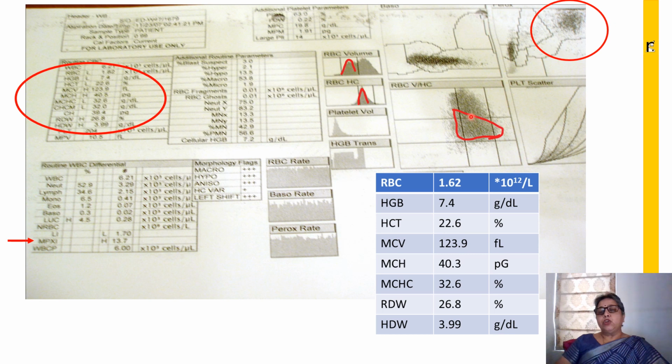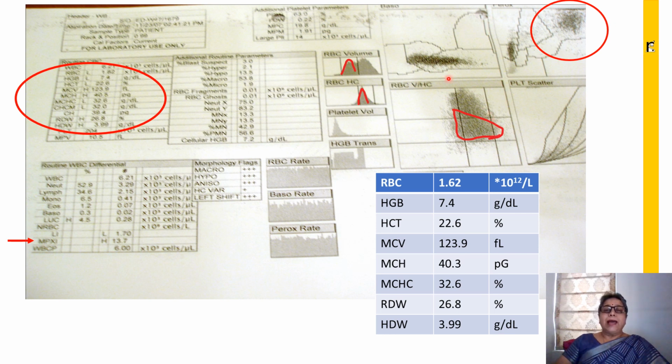This in red is the normal scatter from a normal person. This is a scatter from this sample where it's showing you normocytic normochromic cells, but it's also showing you a large population of macrocytic cells which are predominantly normochromic, and a small population of macrocytic cells which are hypochromic. It's not showing you any other cells. So there are macrocytes and there are normocytes.